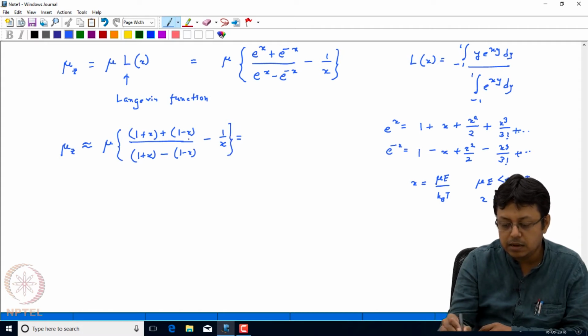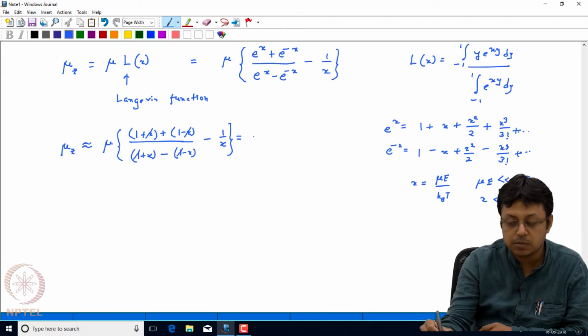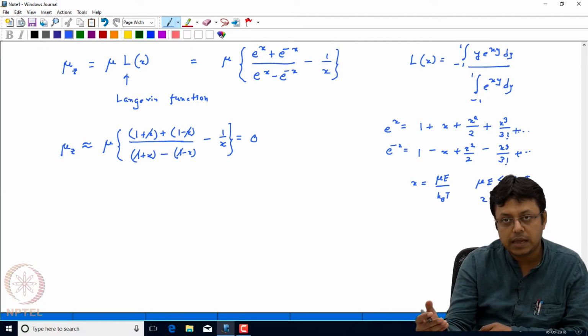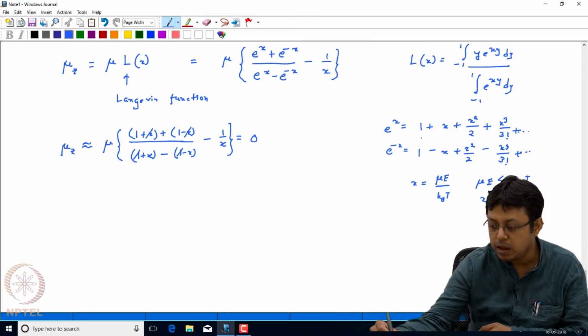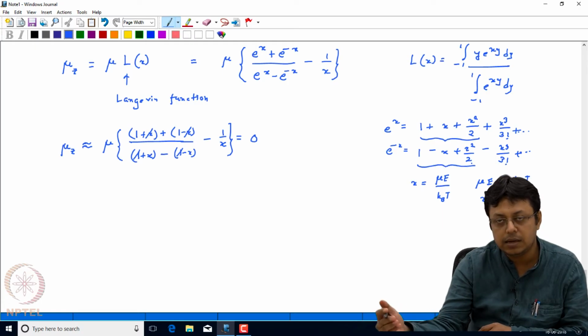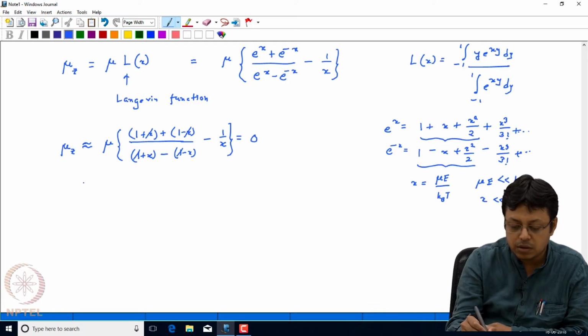Then I see that in the numerator the x cancels out, in the denominator the 1 cancels out, and what I will have is 2 divided by x minus minus x, which is 2x. So, I will have 1 by x minus 1 by x, which will be 0. So, I cannot approximate this way. I have to take at least up to the second order term, otherwise I cannot write it in terms of x.